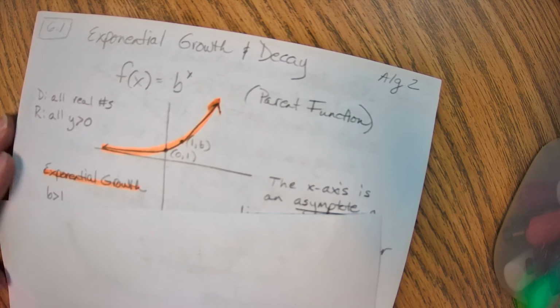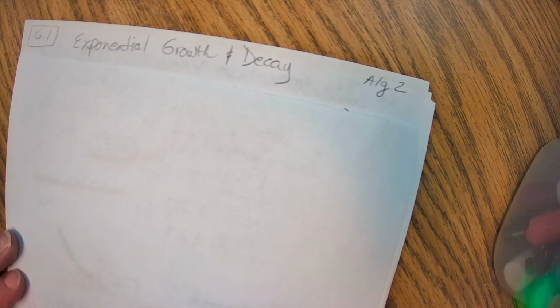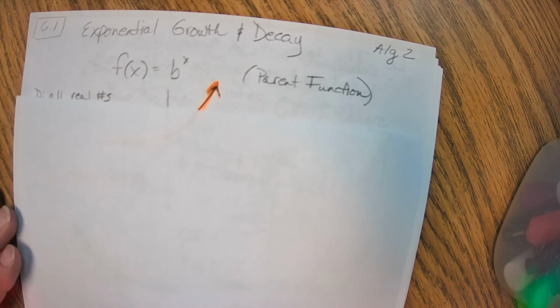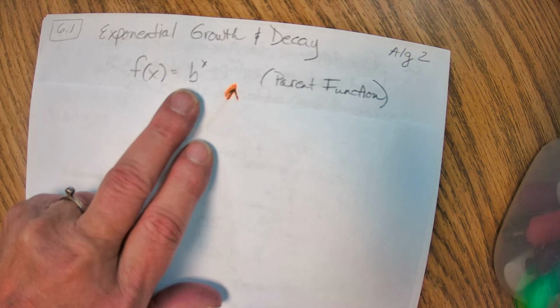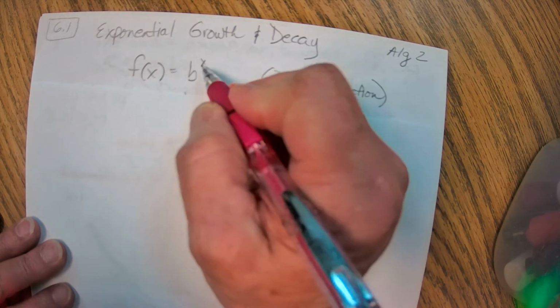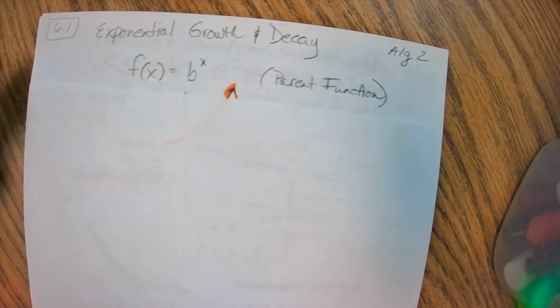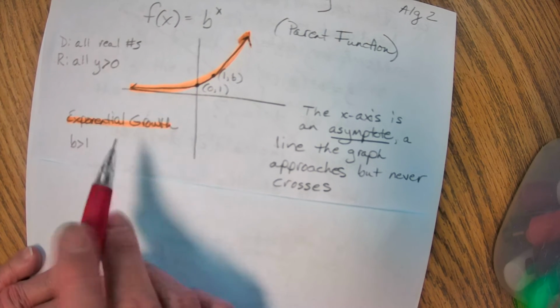All right, this is Algebra 2, College Algebra, first section in Chapter 6. And the section is on exponential growth and decay. So this is what the parent function looks like. It's b raised to the x power. And this is what they look like when you're graphing them.